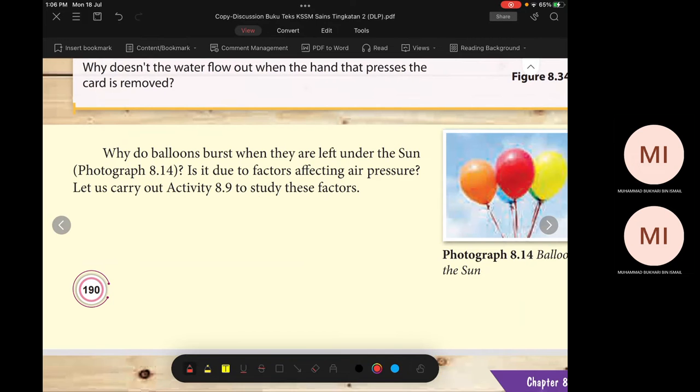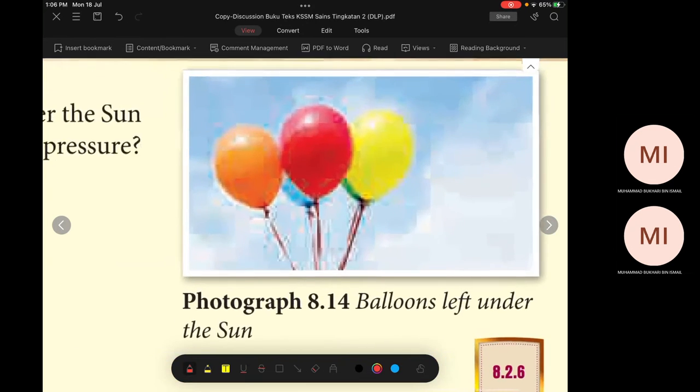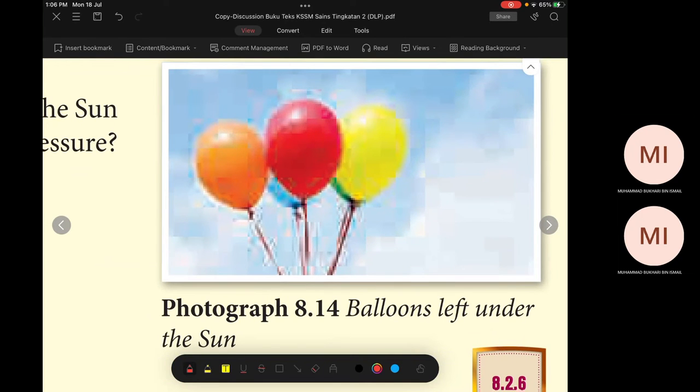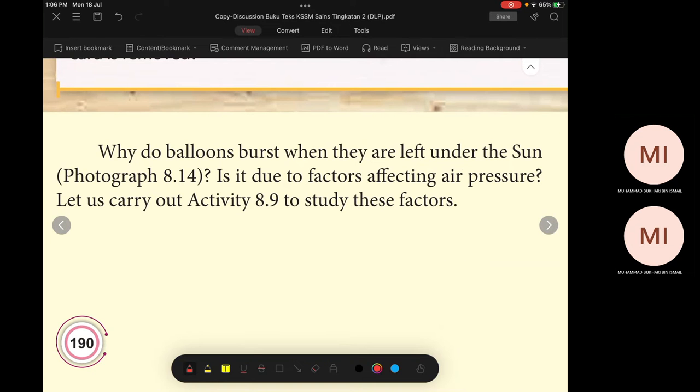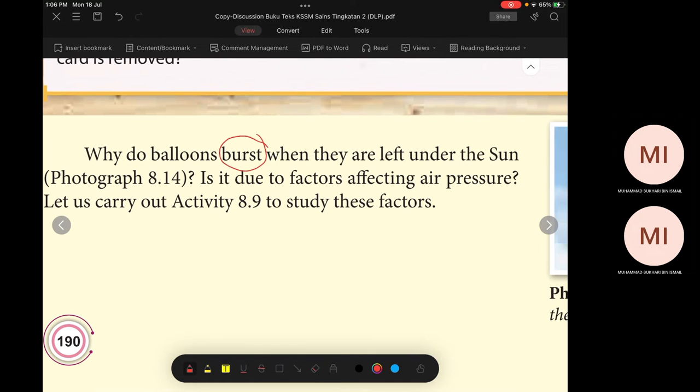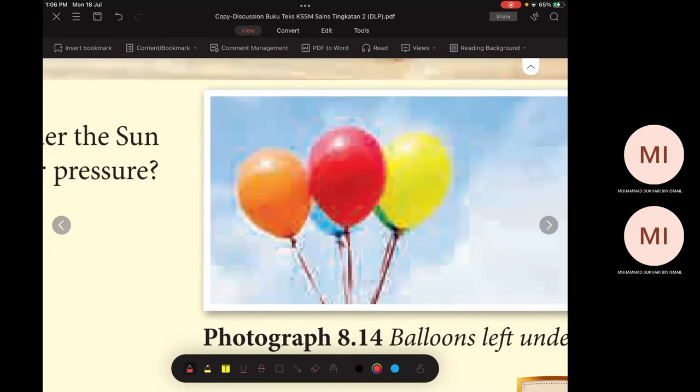Why do balloons burst when they are left under the sun? Is it due to factors affecting air pressure? Okay, so we have an equation here. When you leave the balloon under the sun, and then it explodes. Is it true that the balloon bursts or not? You can try yourself later, okay? When you're at home, you can try. Then you see whether it explodes or not. If there is no leakage, it is supposed to burst. But if it has a tiny leakage, it will not burst.